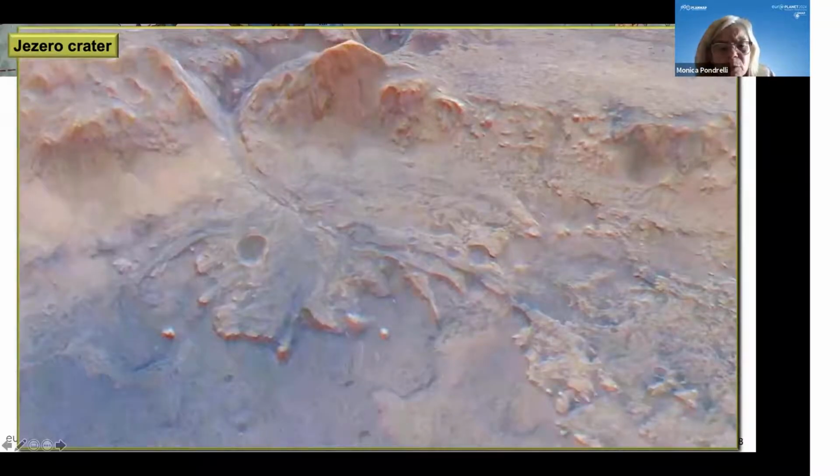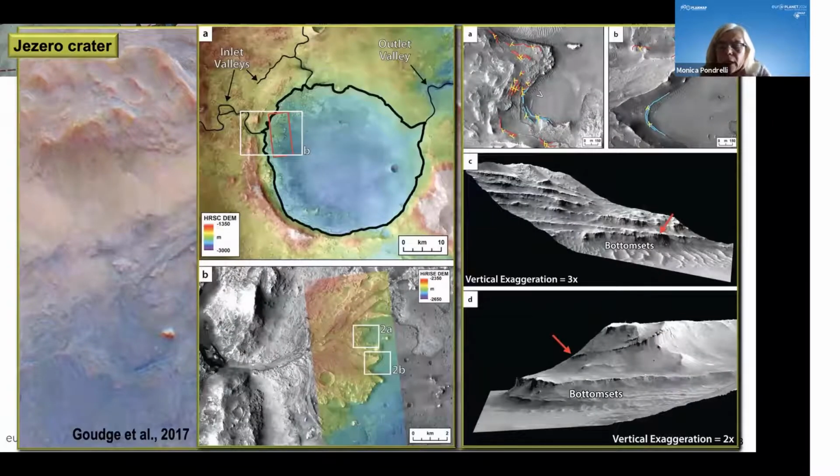This is Jezero crater, where Perseverance is going soon to land. And here we can even observe an example. Look at this. This is probably the figure where it's most clear. You see these inclined layers, so clinoforms, which prograde with an offlap geometry on top of this horizontal beds. It means that the delta is moving inside the basin, filling the basin.